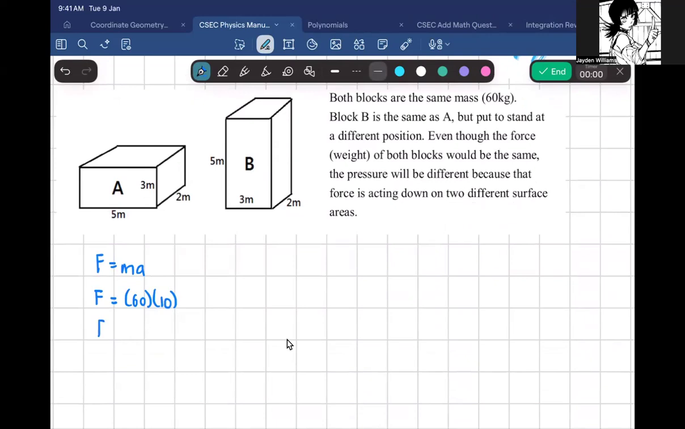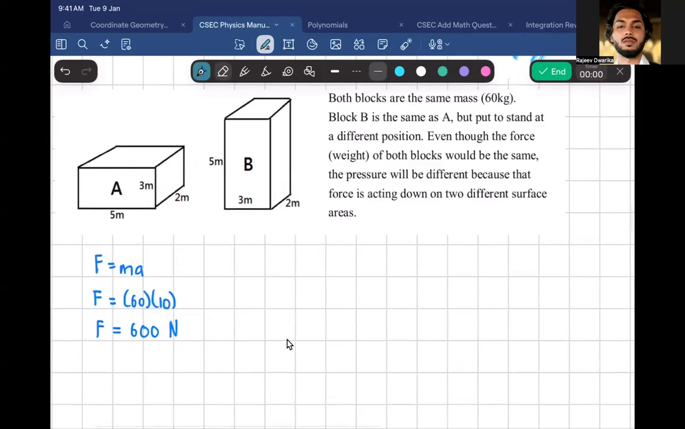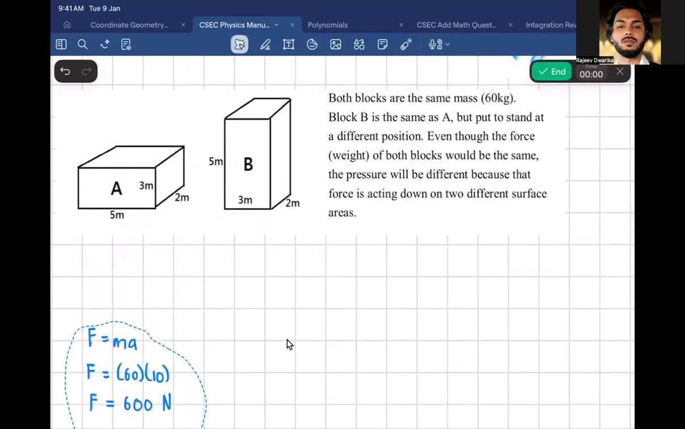Okay. So F will be equal to 60 by 10. 60 by 10 is 600. And what's the unit for force? The unit N. Yes, N. So 600 N. N means newtons, by the way. That's what N means. All right. So the force on both of them is 600 newtons. So the statement that I made that the force would be heavier.